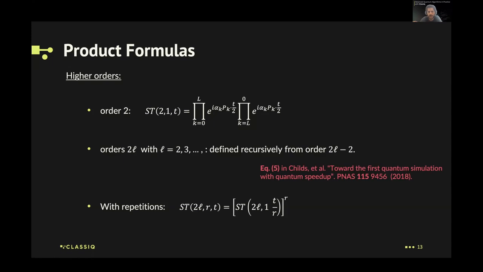On purpose, I didn't write the full formula here. It's not that long, but I think it will not help too much. You can find it, for example, in this reference. And if you really like, I can send it, but essentially this order is defined from the previous order. And again, with repetition, for each order, we have a repetition. So we can refine our approximation by taking higher and higher repetitions.